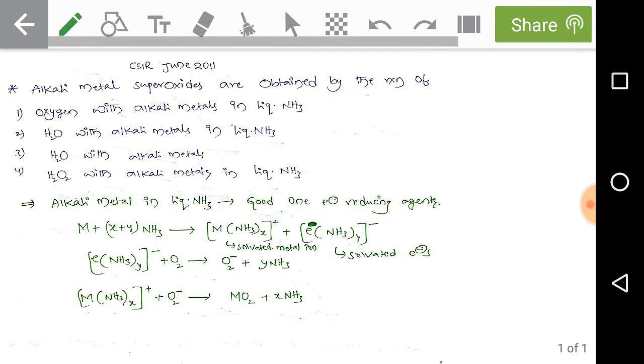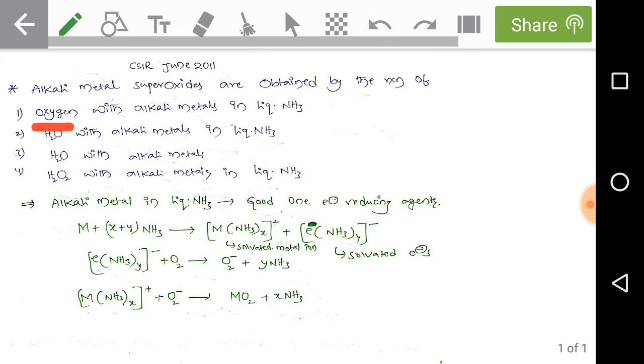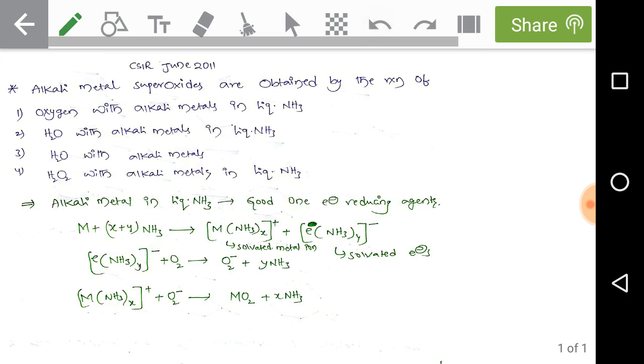Just look at a CSIR June 2011 chemical sciences problem here. Alkali metal superoxides are obtained by the reaction of oxygen with alkali metals in liquid ammonia, water with alkali metals in liquid ammonia, and the fourth one, hydrogen peroxide with alkali metals in liquid ammonia.